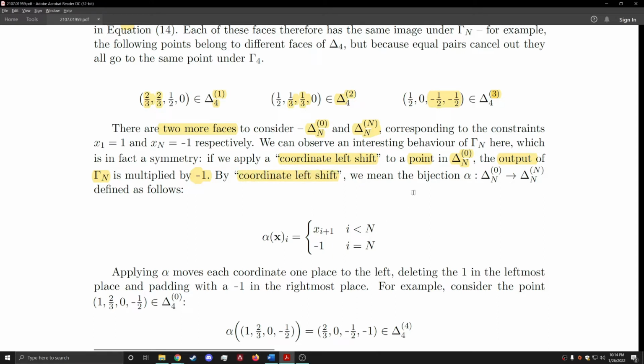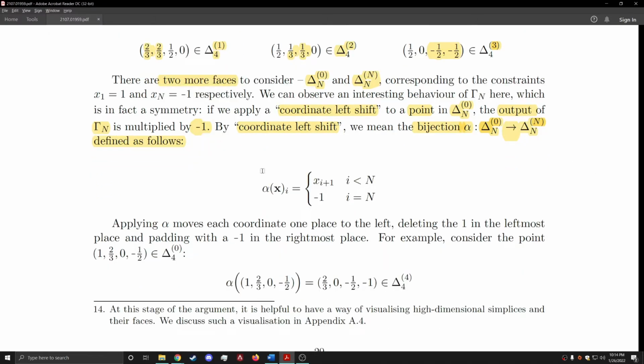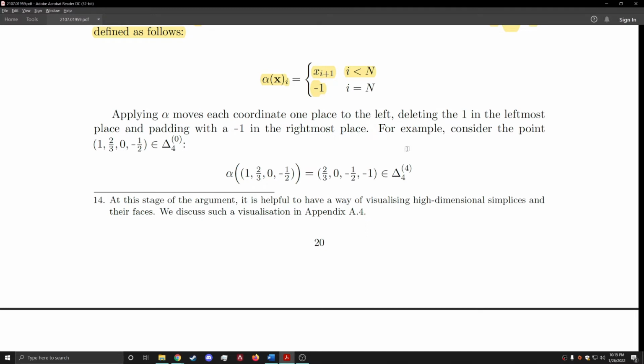This coordinate left shift is the bijection named alpha, and it is going to map from the 0th face. Strictly, the input is the 0th face, and the output is the nth face. It's going to be that mapping, and it's defined like this. We're going to have alpha of the set x sub i, and we are going to be talking about x sub i plus 1. If you haven't reached the end, it's just going to be the next one. But if you've reached the end, just slap a -1 in there. So let's take a look at what this means.